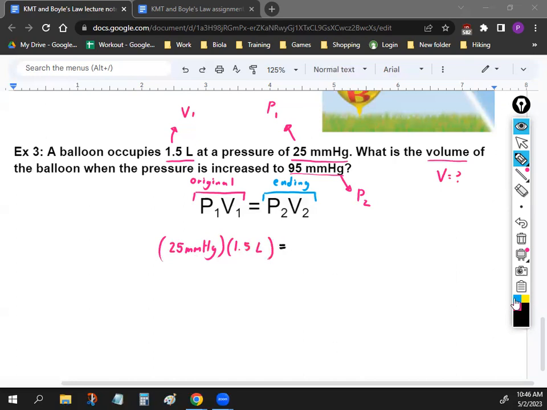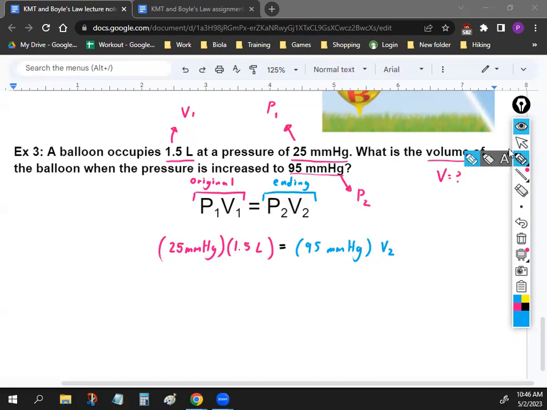And then that's going to be equal to, okay, P2 is 95 millimeters of mercury. Okay, so again, this works because you have the same unit of measurement. They need to be the same. And then we are solving for V2. Okay, so this is a very easy problem. All we need to do is rearrange the numbers, and then that'll let us solve it out.